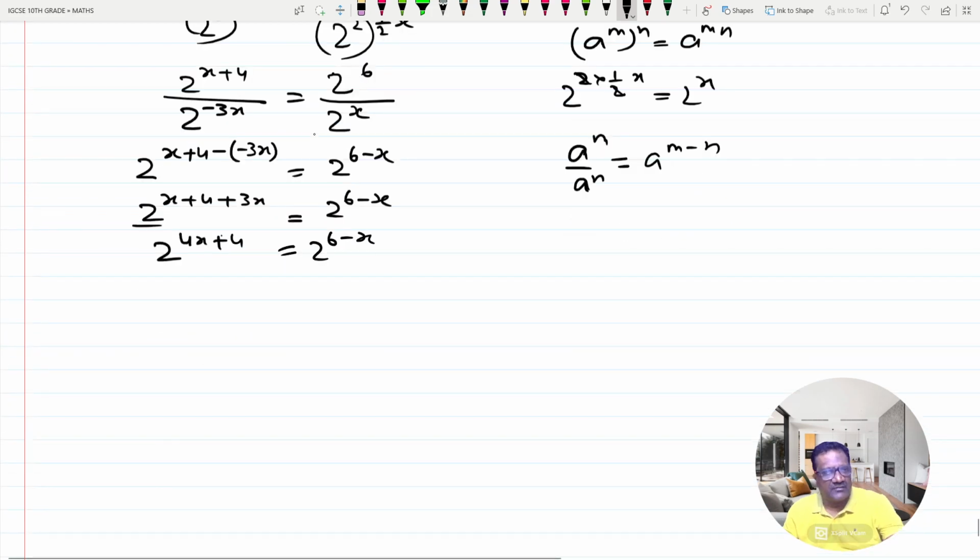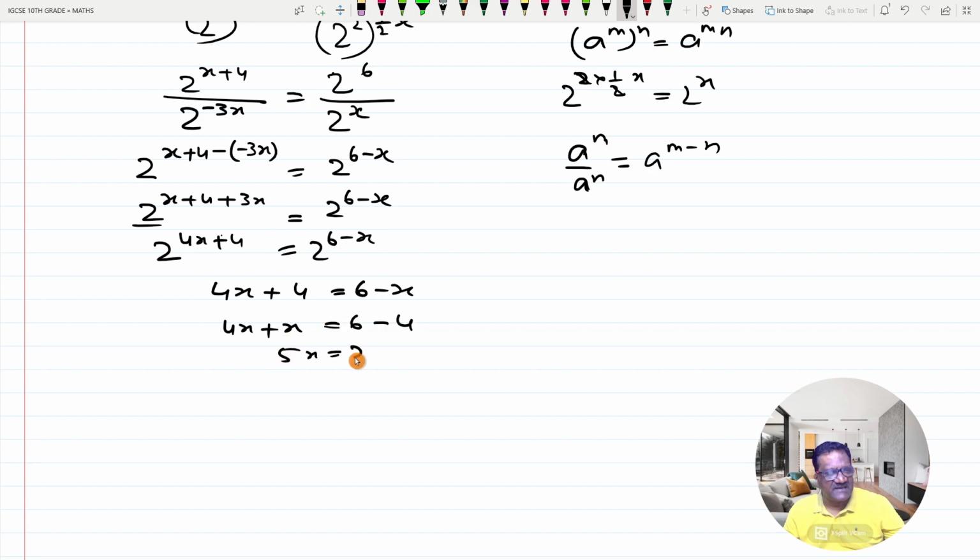Now, because the bases are same, I can equate the powers and write 4x plus 4 equal to 6 minus x. Now I'll take all the x on one side. So it will be 4x plus x equal to 6 minus 4. 5x equal to 6 minus 4 is 2. x equal to 2 upon 5.